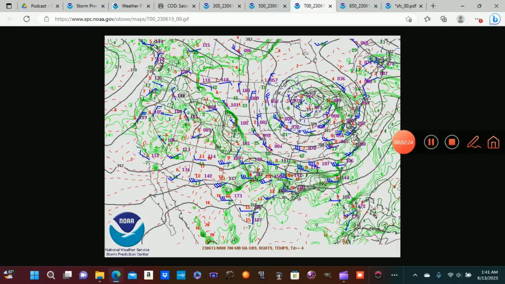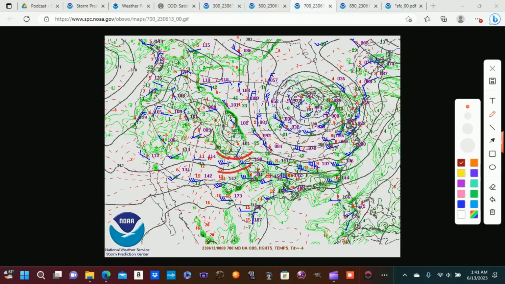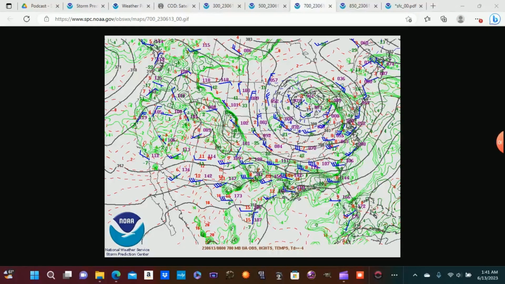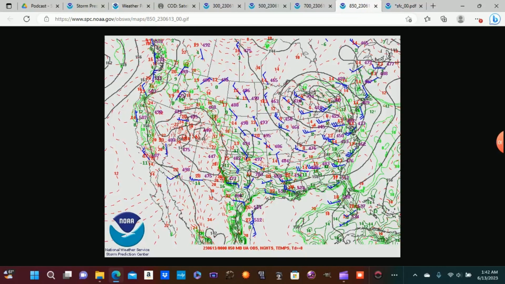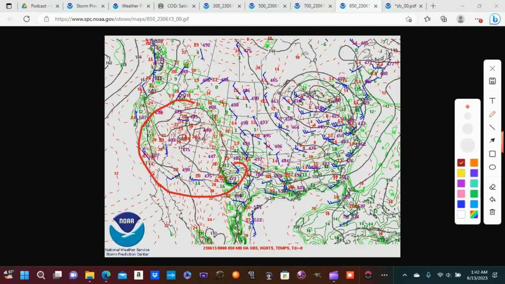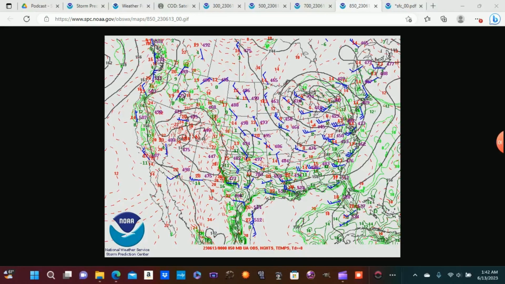And at 700 millibars, we have a short wave that is located over West Texas, and that's going to be moving to the east as we go through the next couple of days, and that's going to provide additional lift for the thunderstorms that we're going to see developing across the southeastern United States. And then at 850 millibars, we've got a broad low-level cyclone with counterclockwise flow around it, and that is showing an organizing storm system that's going to be taking shape over the next couple of days.